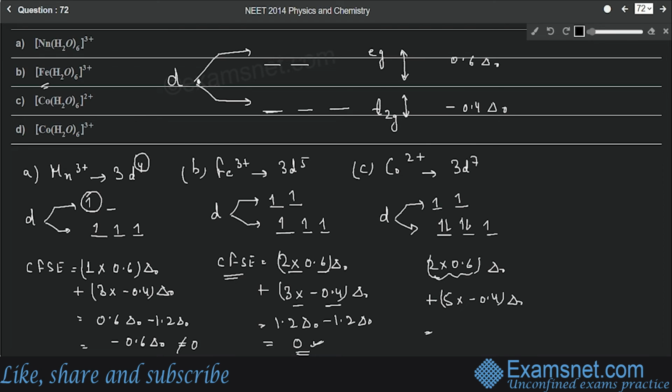So 2 into 0.6 is 1.2 delta naught minus 5 into 0.4, that means 2 delta naught. So on solving this we get minus 0.8 delta naught. Again this is not equal to 0.